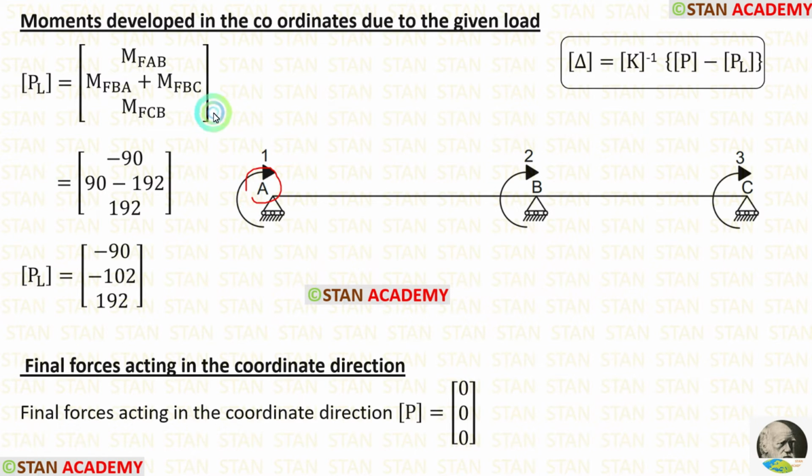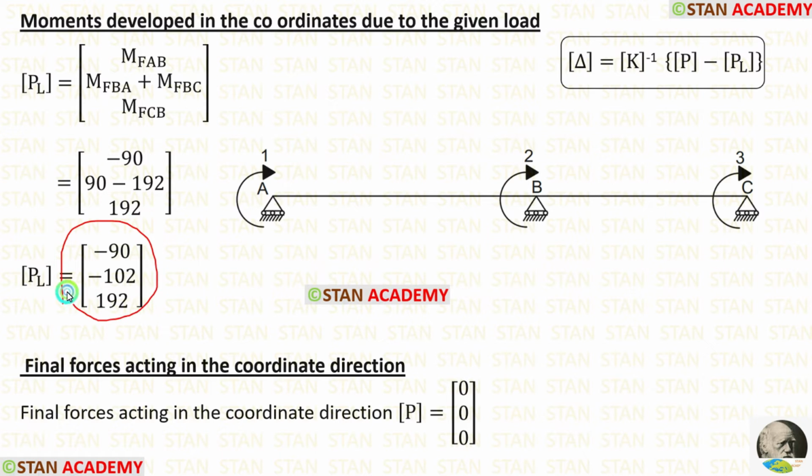In the point A, we have calculated one fixed end moment, that is M of AB. We can apply the value. In the point B, we have calculated two fixed end moments, M of BA and M of BC. We have to add them. After adding, we are getting minus 102. In the point C, we have calculated one fixed end moment, that is M of CB. Let us apply the value. In this way, we can easily make PL matrix.